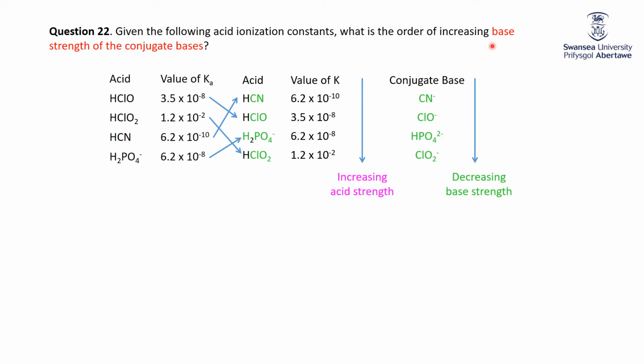So thus, increasing base strength: ClO2 minus is the weakest because it came from the strongest acid, then HPO4 2 minus, then ClO minus, and finally CN minus is the strongest base because it came from the weakest acid. Very, very important concept, that inverse relationship of the strength of acids and conjugate bases.